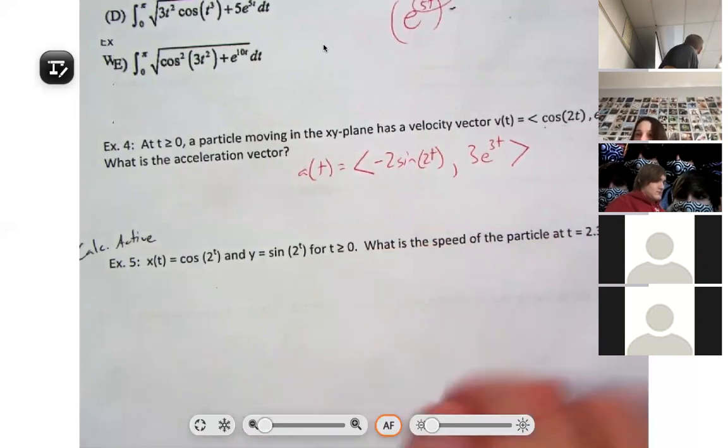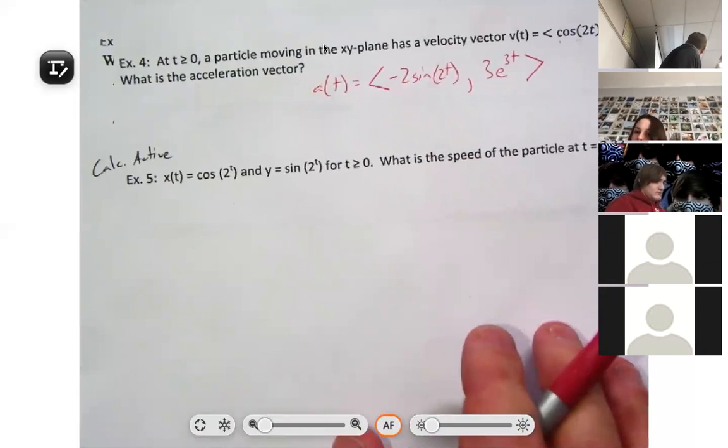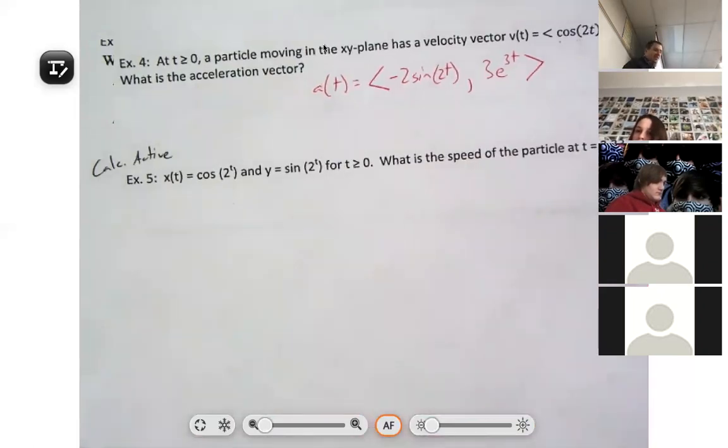Calculator active though. All right, try this one. And then we'll have a juicy little FRQ to work on.